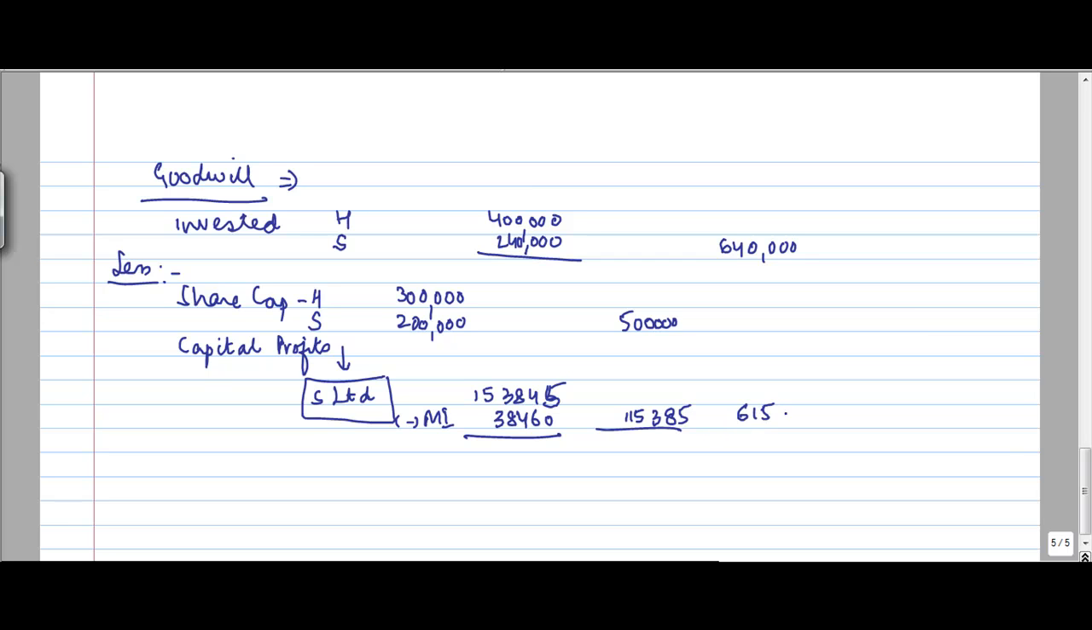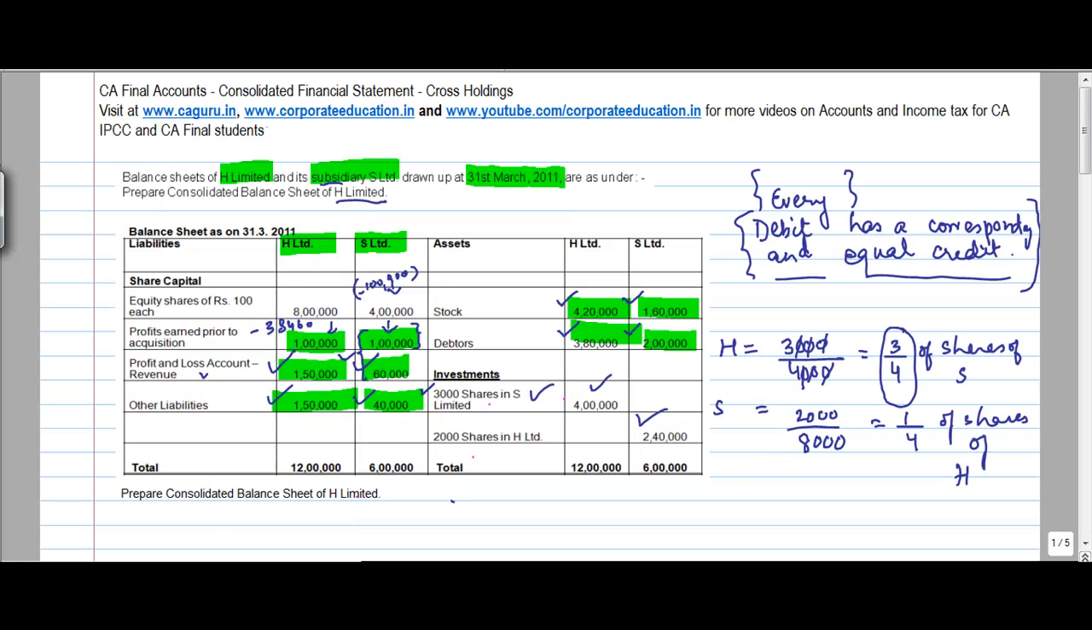So 615,385 is what I received. So 24,615 is my goodwill. Please note, I am not reducing the capital profits of whom? Of H Limited. Why? I'll show you why.